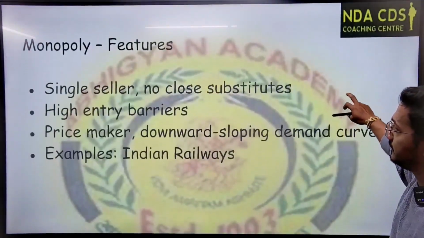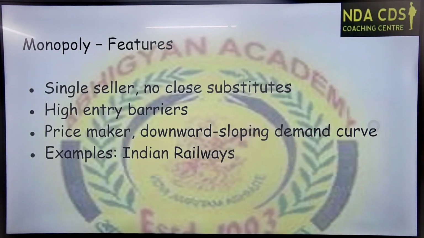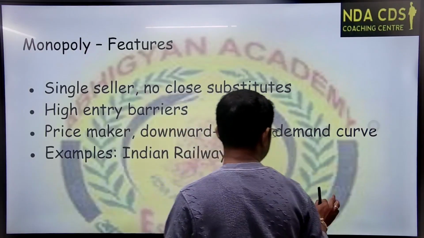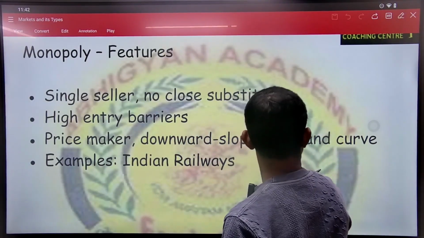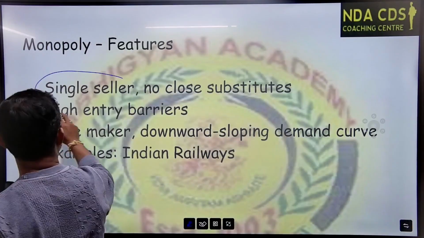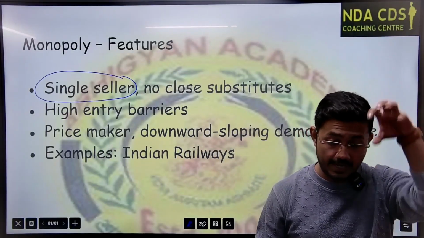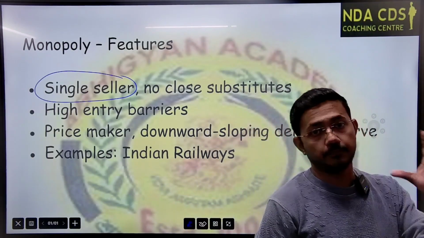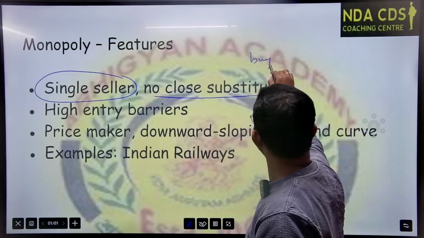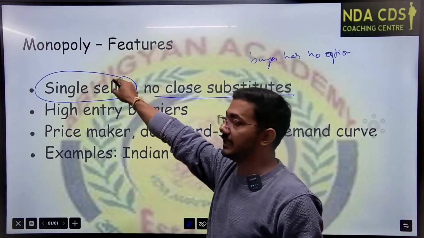Okay, next, the next market is the monopoly. Now, in monopoly, there is only one single seller. In a region, there is only one seller, and that seller dominates that market, that product. No close substitute means the buyer has no option to choose other than this particular seller.